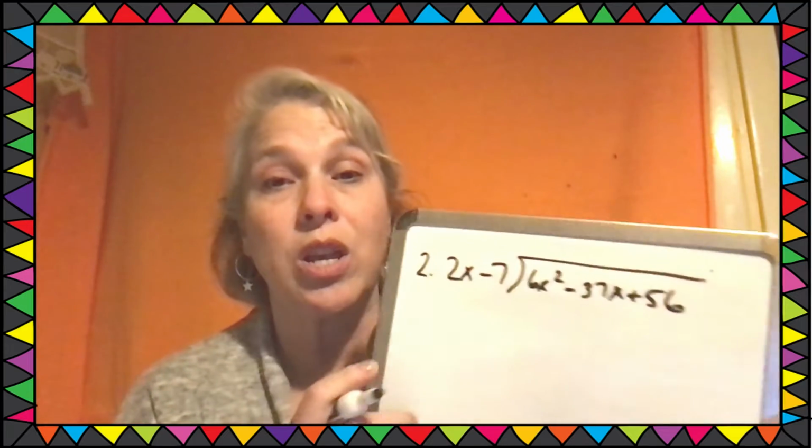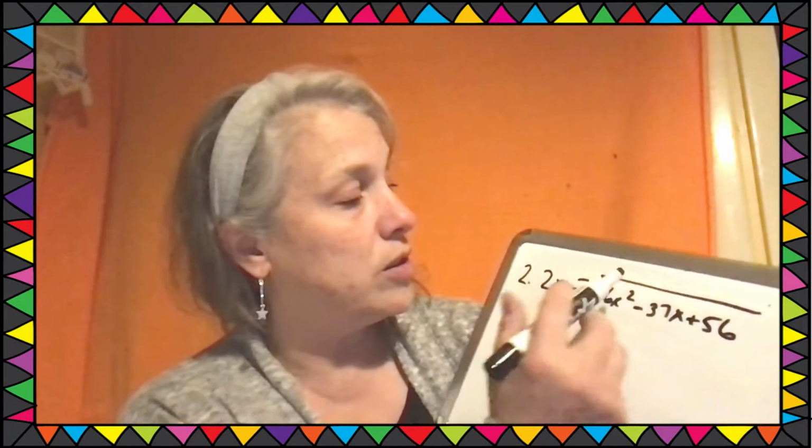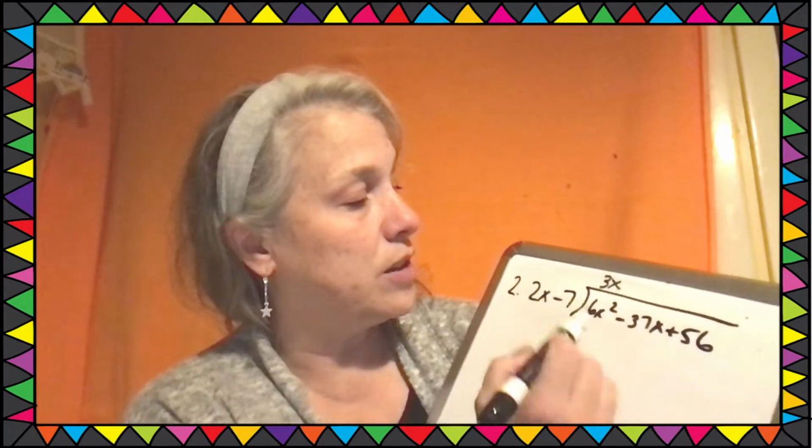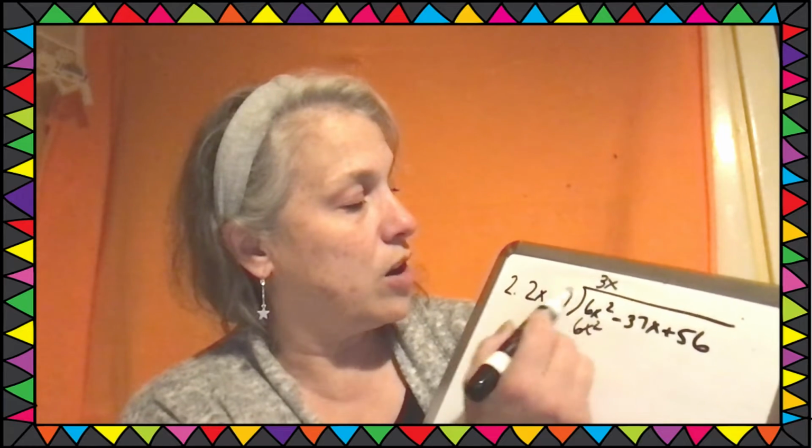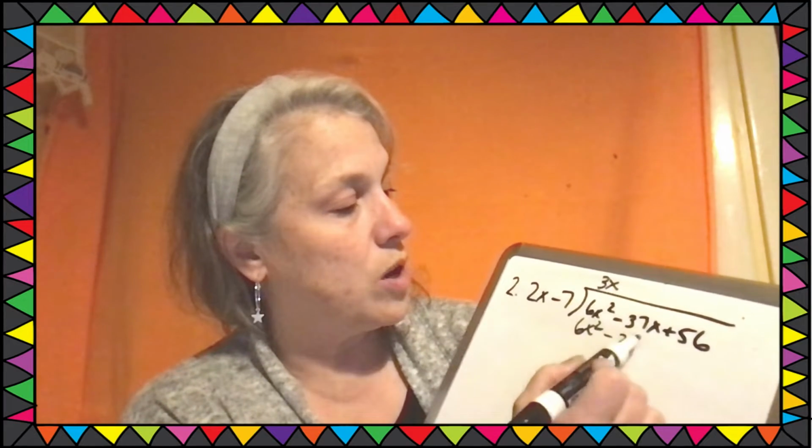So number 2 is 2x minus 7 into 6x squared minus 37x plus 56. Now, if you remember, later on in this book, we will have a remainder. On these, we do not have any remainders. So what times 2x is 6x squared? Be 3x, 6x squared minus 21x.